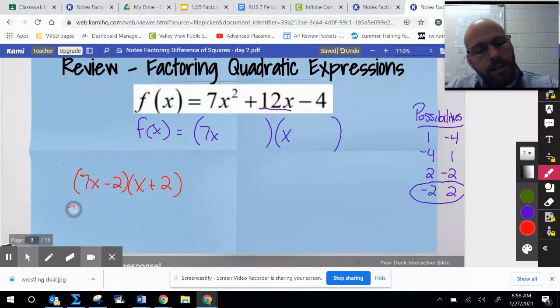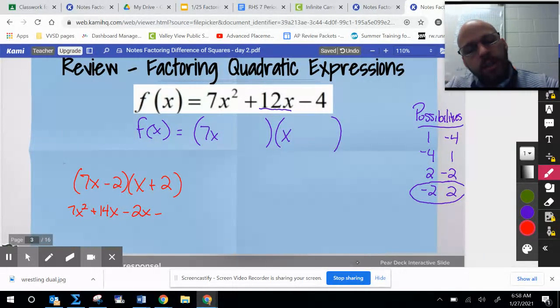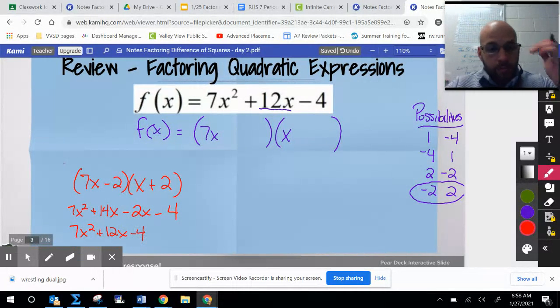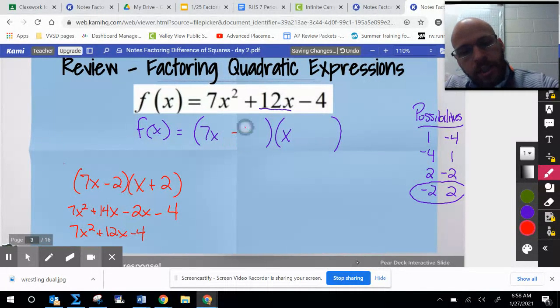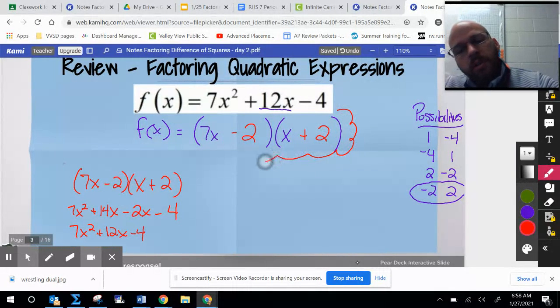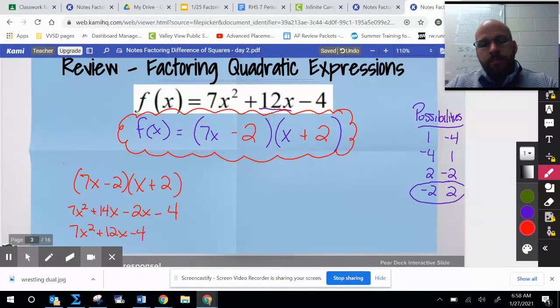7x times x is a 7x squared. I'm distributing. 7x times 2 is a 14x. -2 times x is a -2x. And -2 times 2 is a -4. If I combine like terms, I do get that 12 in the middle. So I do know my answer is going to be 7x minus 2x plus 2. And this would be my final factored form.